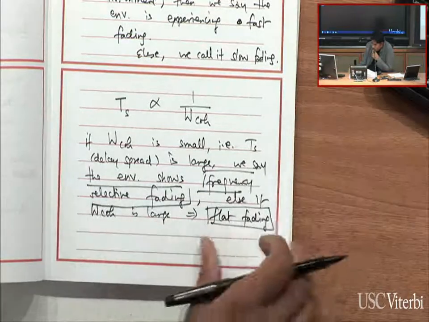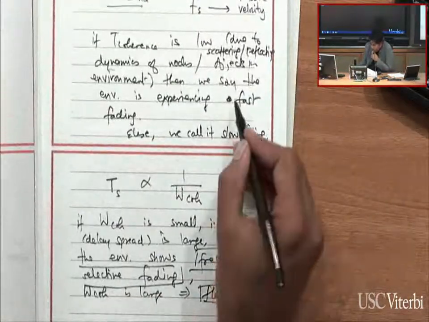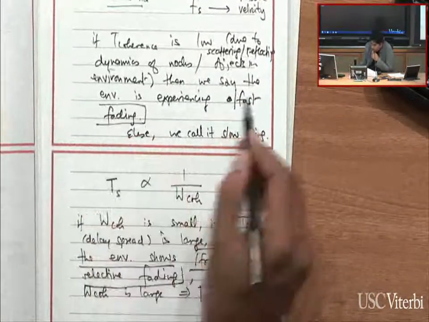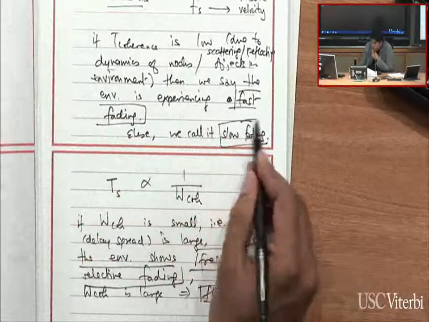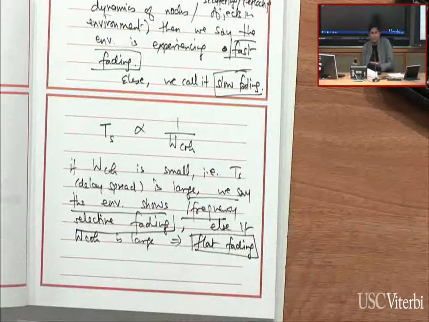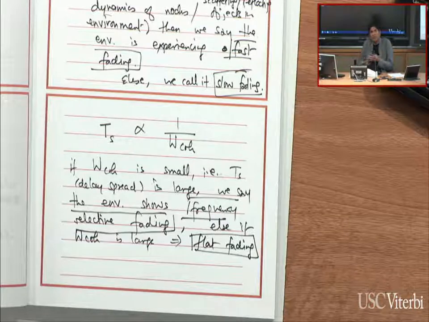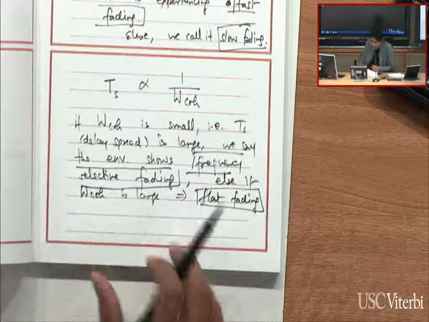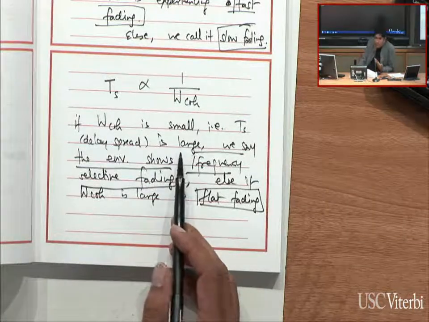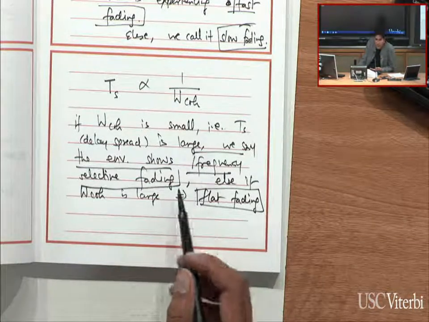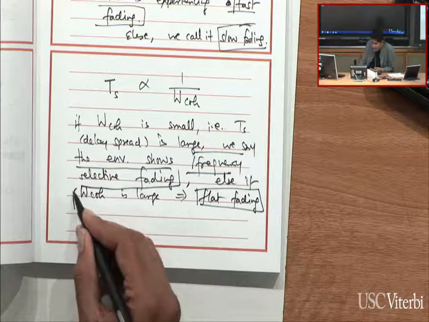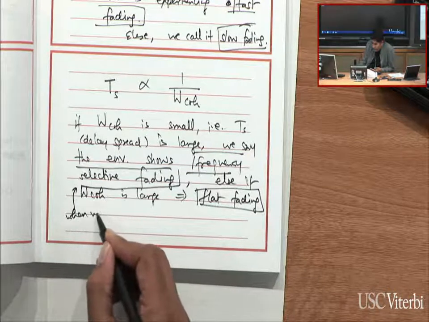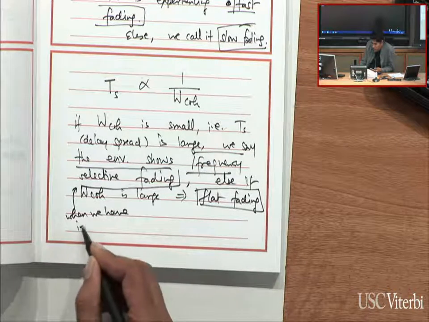So these phrases, fast fading, slow fading, flat fading, and frequency selective fading show up sometimes in the literature when you're describing what the channel is like. If the delay spread is large, that's when we have problems with intersymbol interference. So frequency selective fading is when we have intersymbol interference.